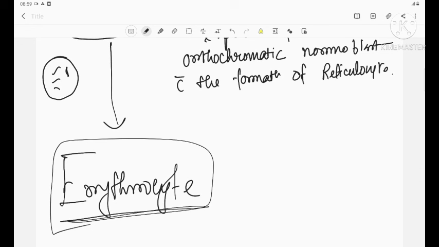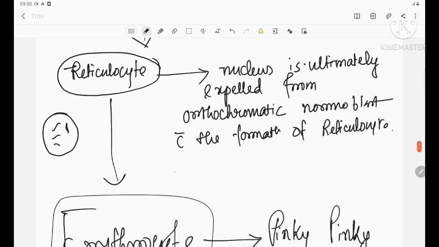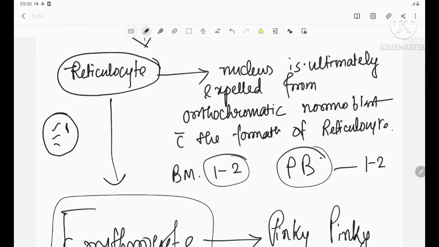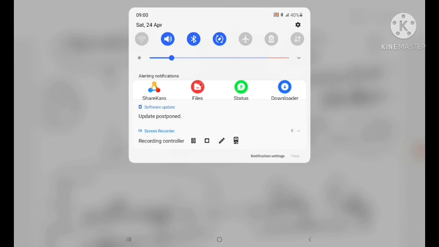After 1 to 2 days in the bone marrow and 1 to 2 days in peripheral blood, the reticulocyte loses RNA and becomes a mature pink-staining erythrocyte. The erythrocyte is pinkish. So in the bone marrow the reticulocyte stays 1 to 2 days and in the peripheral blood 1 to 2 days. In this way the reticulocyte ultimately forms the erythrocyte. Thank you everyone. That's it.